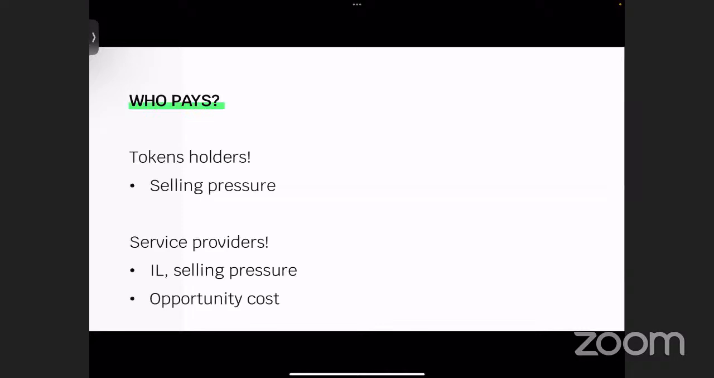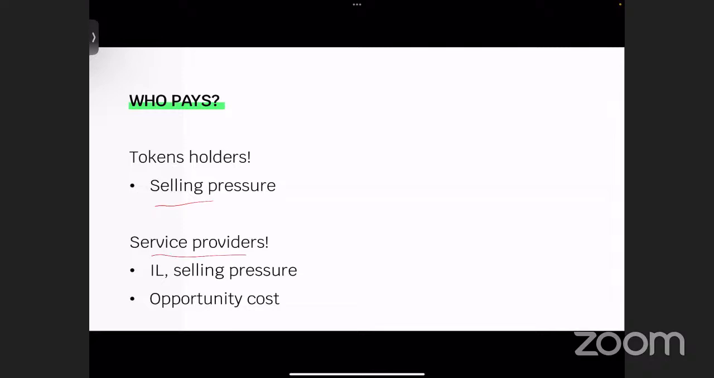Okay, so who pays? The token holders. So basically, when you distribute a token, the ones who are suffering the most are the investors, because obviously there is a selling pressure. Let's be honest, most of the people who farm do not keep the token they receive. They just want to sell it to buy something else. They want to buy ETH, they want to buy the same token they farm with. So the investors are the ones losing money.